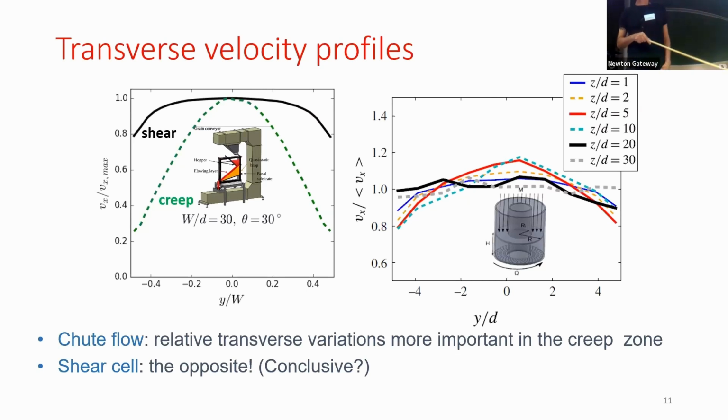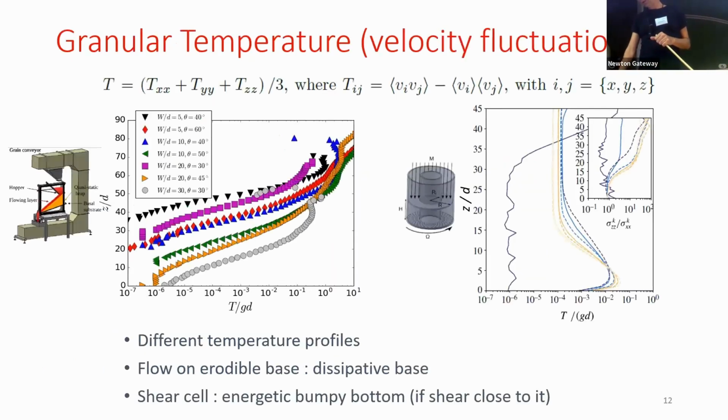And it seems to be the same thing for the shear cell simulations, even if the variations are less important in that case. So another quantity of interest is granular temperature, which is also the velocity fluctuations, exactly the same thing. And when we report the velocity fluctuation, on your left is for the chute flow, on your right is for the shear cell, we observe completely different temperature profiles when we compare the two geometries.